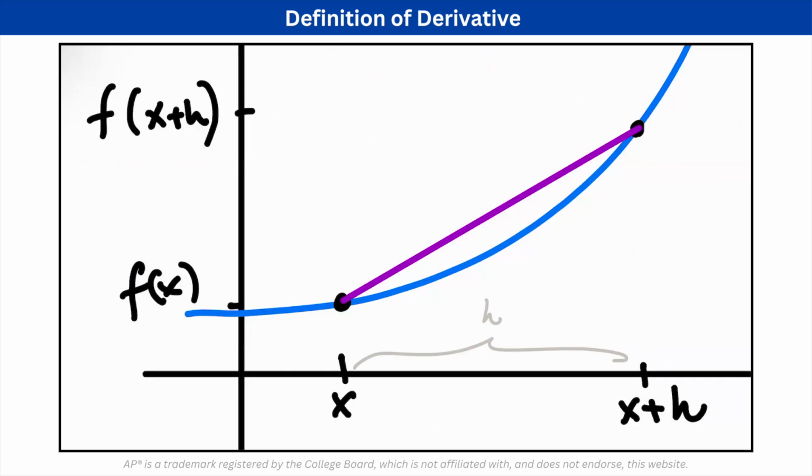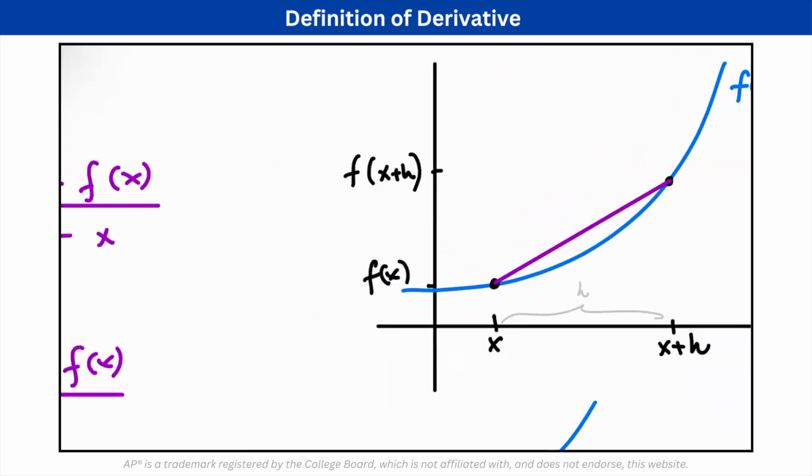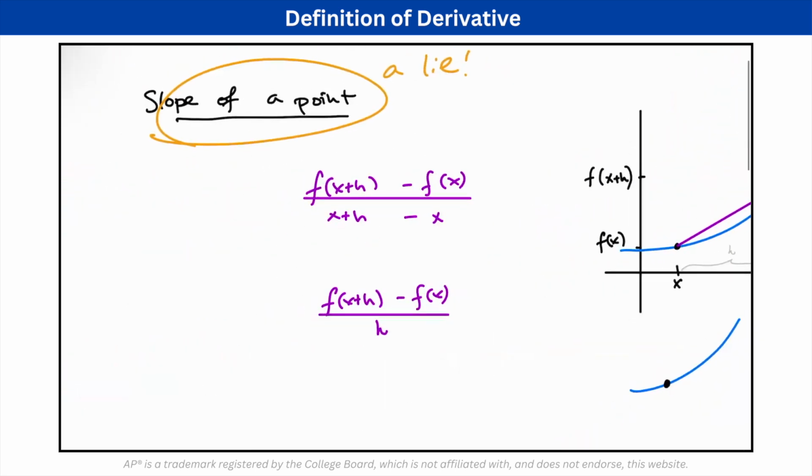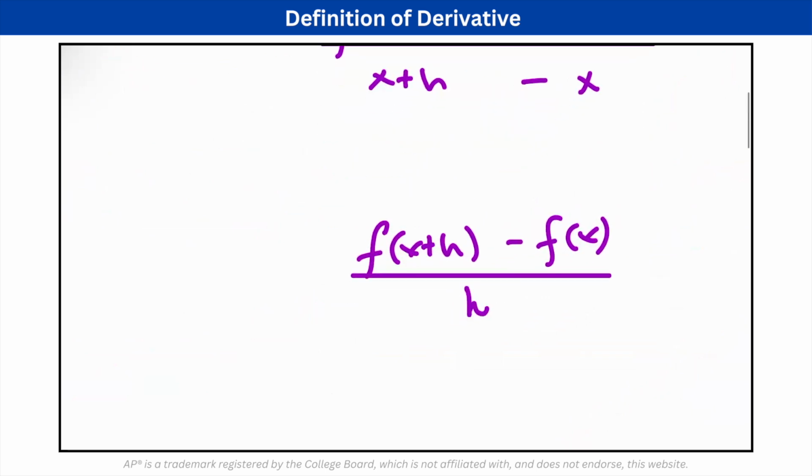Okay, what happens to the value of h? It shrinks, right? So if these two points are really, really close, what would be the value of h? A really small number, close to 0, but not 0. And that's why we say the limit as h approaches 0. That's the whole meaning of the presence of the limit.